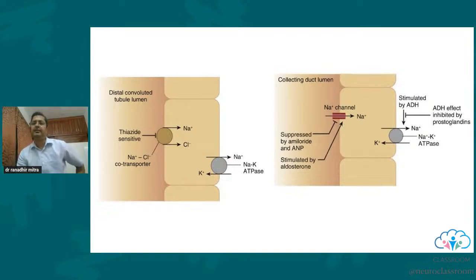And in the collecting duct, through the action of ADH, you can see that sodium is reabsorbed along with the aquaporin channels. The water is reabsorbed, and there is a sodium channel which is acted upon by atrial natriuretic peptide and amiloride, which suppresses the sodium channel and causes natriuresis. But mostly the collecting duct will only deal with the aquaporin channel, where water is reabsorbed with the effect of vasopressin.